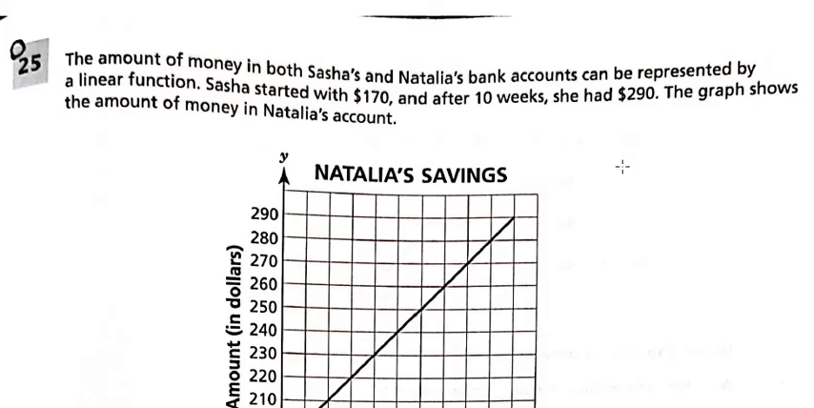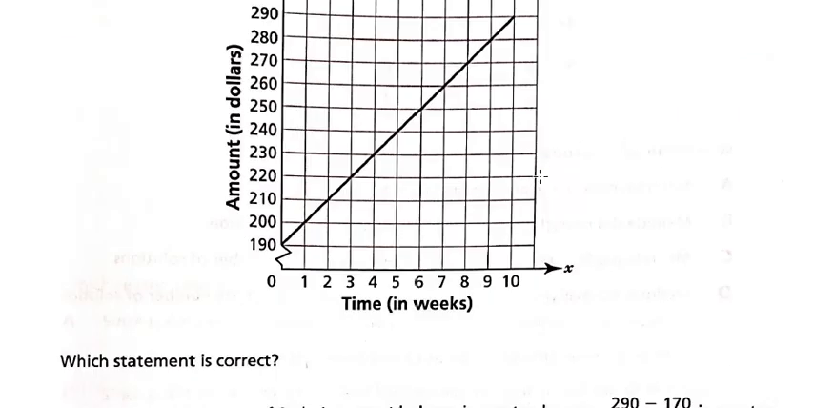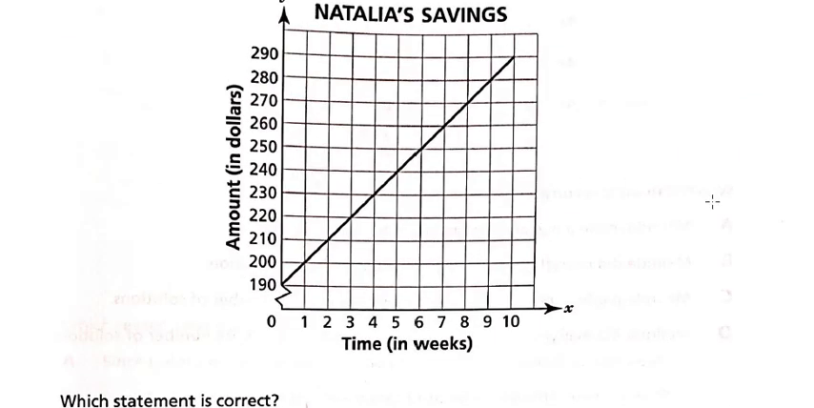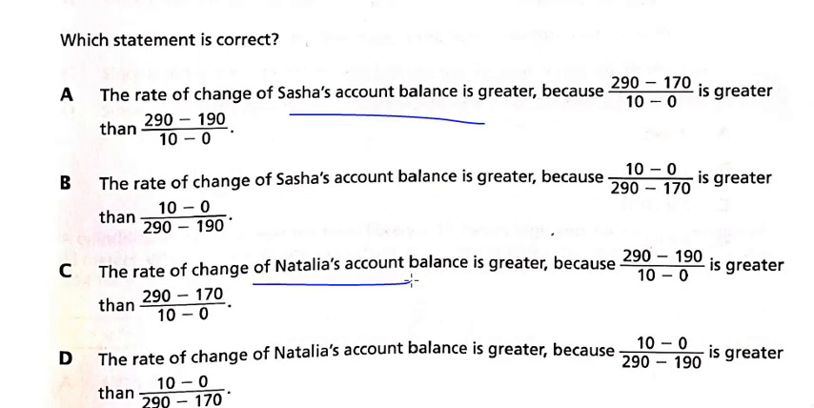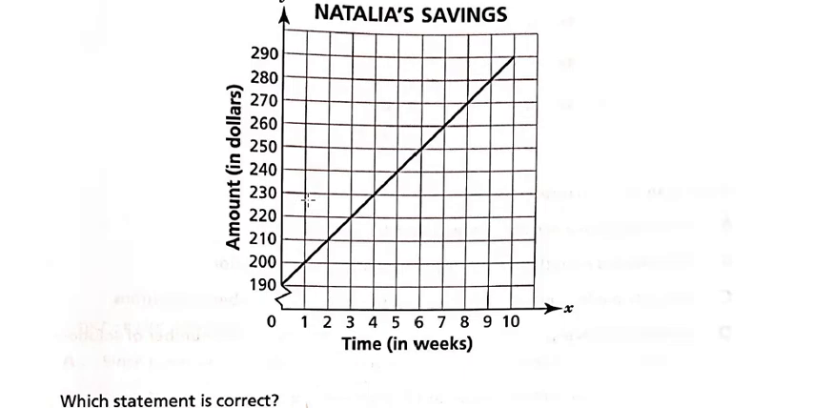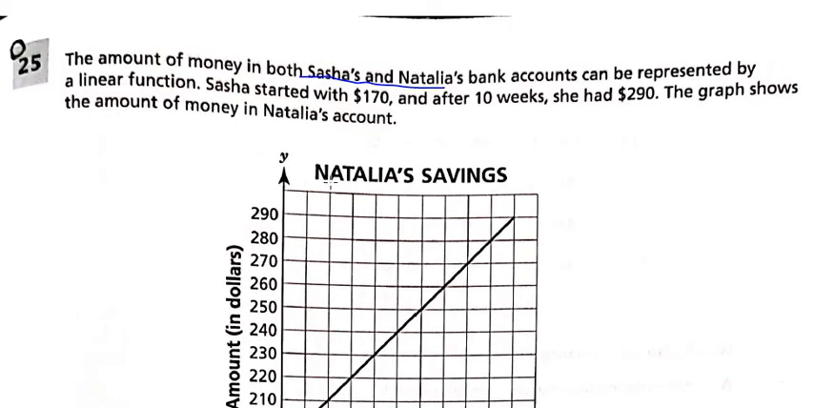All right, number 25 is again about two people. So we have to remember to read the questions carefully. Don't just look at this and be like, oh my gosh, it's a graph. There's two people here. We're talking about Sasha. We're also talking about Natalia. So if you're not thinking here, you're going to do ridiculous things.